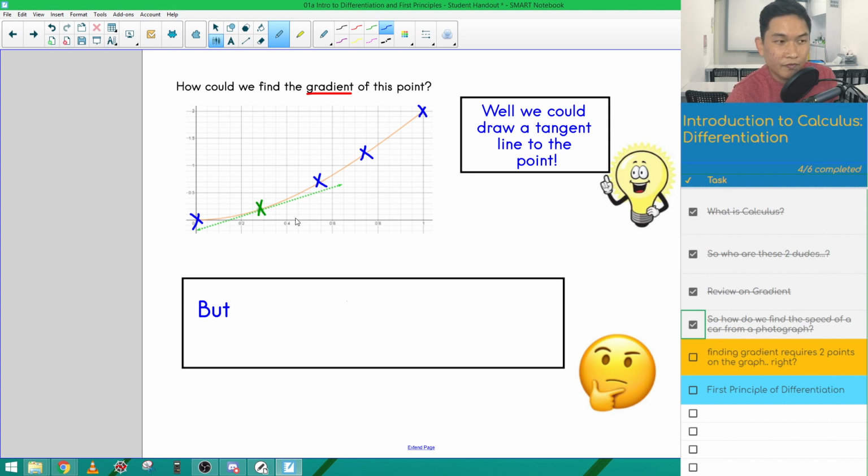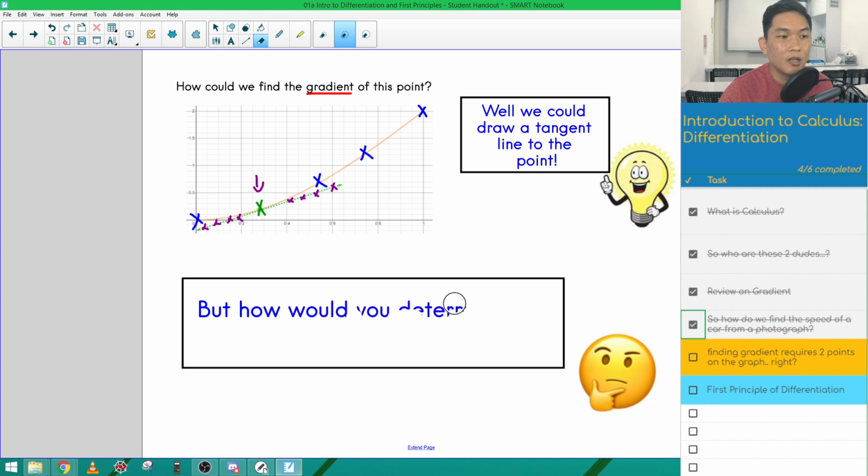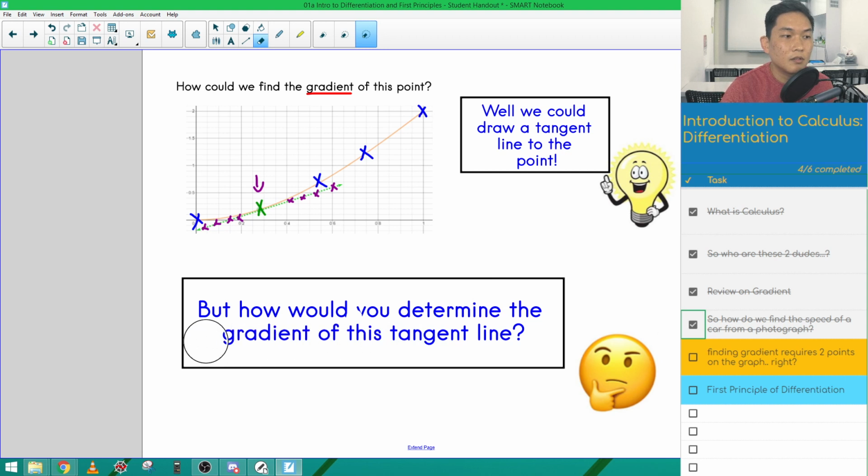Okay, but to find the gradient, I will need another point where? On this green dotted line, right? Would I have any of these points? Ironically, I wouldn't, because again, the tangent line only touches the orange graph at one single point here, which means I will not have any other point on the tangent line itself. And then here comes the question, if you only have 1 point, how are you going to work out the gradient? You can't. So this was a good idea, but we are missing 1 point.